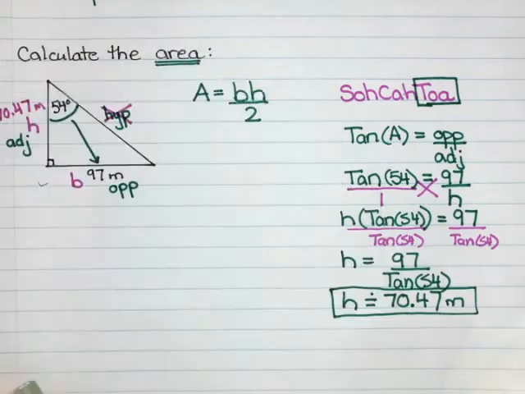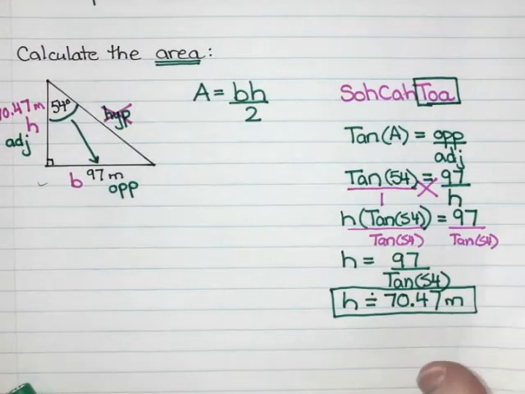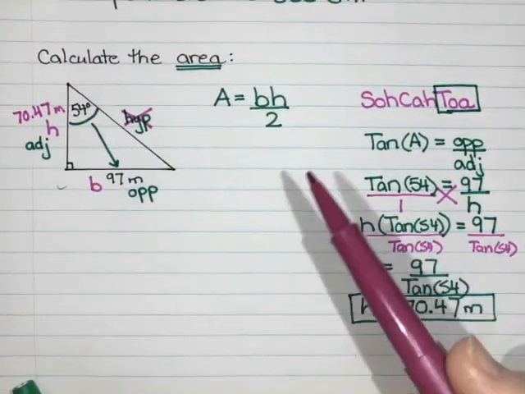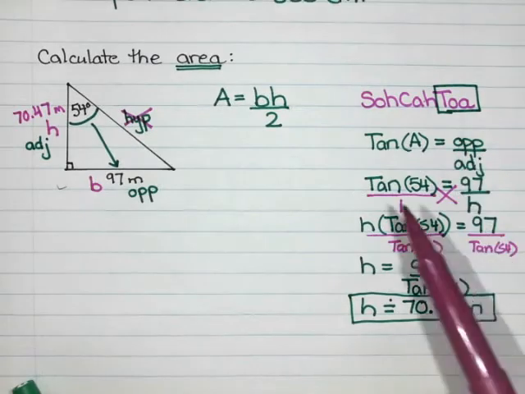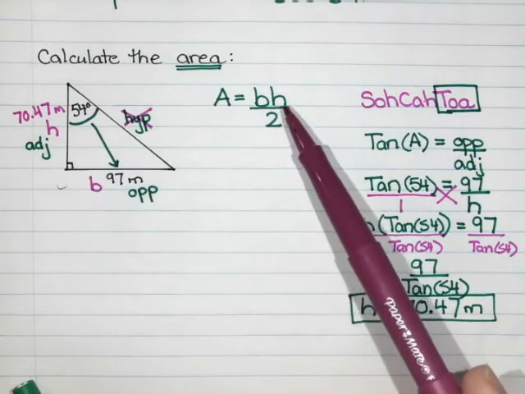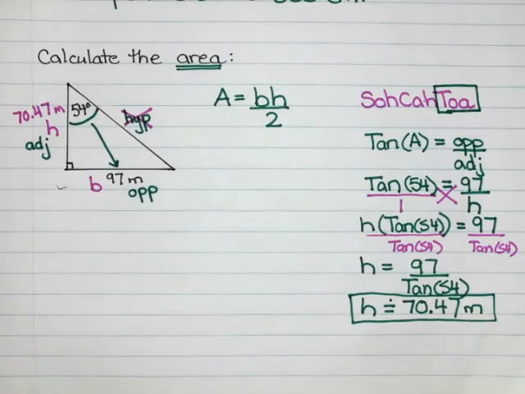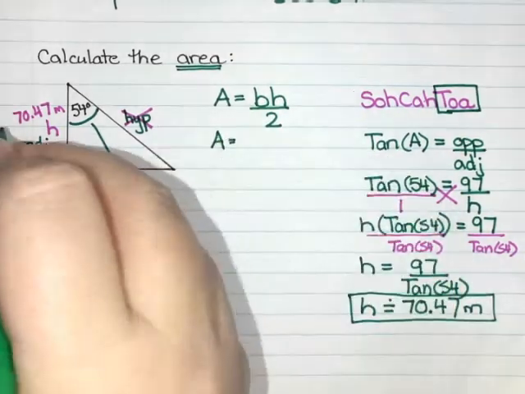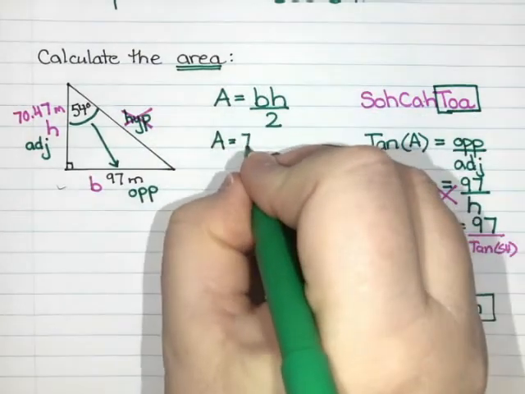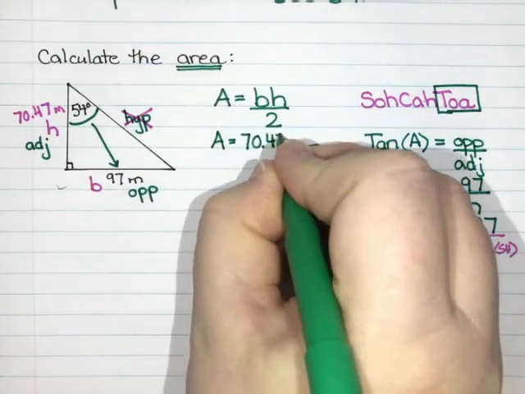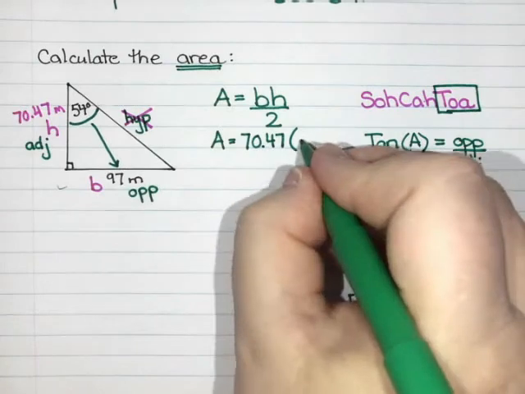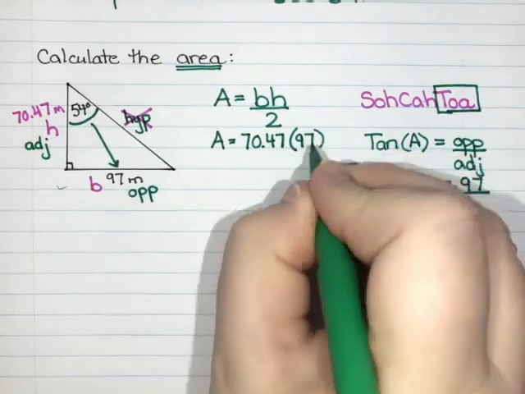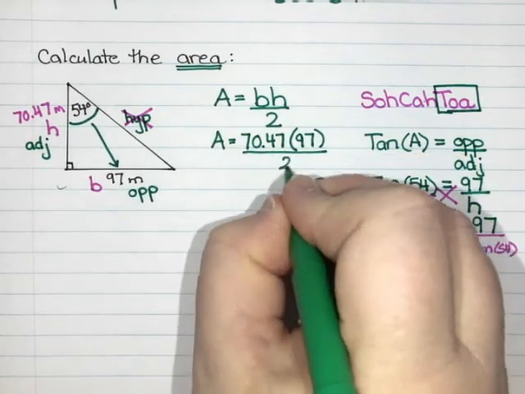Now, am I done the question? No, the question actually asked me to find the area. So the reason we did this work was to find the height so that I can do base times height divided by 2. So I'm going to come back to this calculation that we started. I'm going to put in 70.47 for the base, and then 97 for the height, and then divide that by 2.